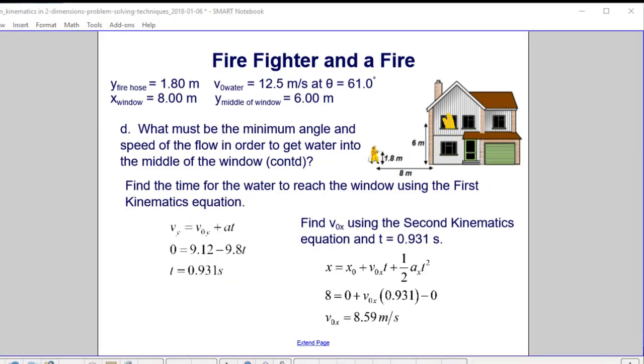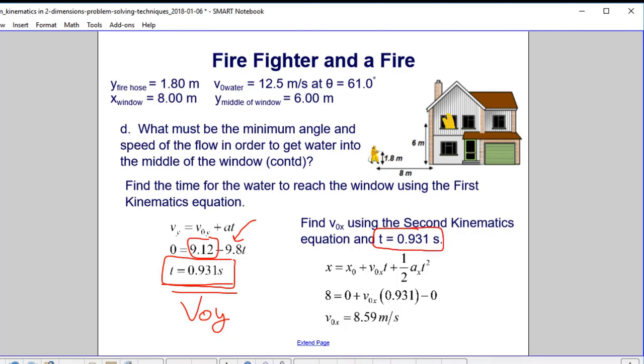The next thing we're going to do is find the time for the water to reach the window using the first kinematics equation. And let's see, over here, we're still working in y. We have our initial velocity in the y direction from the previous slide, 9.12. Here's gravity again, and it turns out the water is going to take 0.931 seconds to get there. So we've got v0y. To find the total velocity, what are we missing? Well, v0x. We know the water is going to be in the air 0.931 seconds.